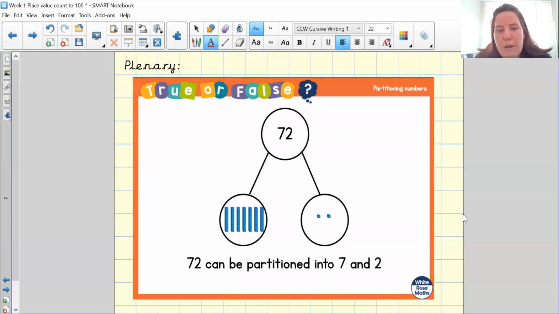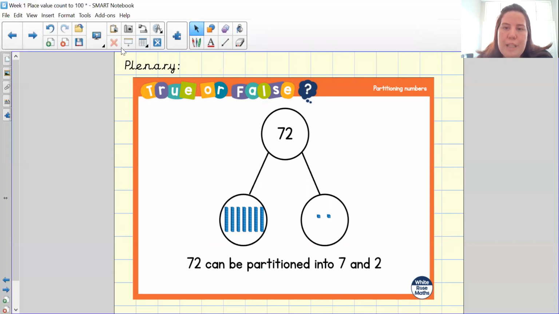And then just to finish off, true and false. So I'd like you to pause the video and I would like you to write an explanation to what you believe. Do you believe this statement is true, or do you believe it being false? So 72 can be partitioned into 7 and 2. So pause the video now and I'm going to explain on the next page.